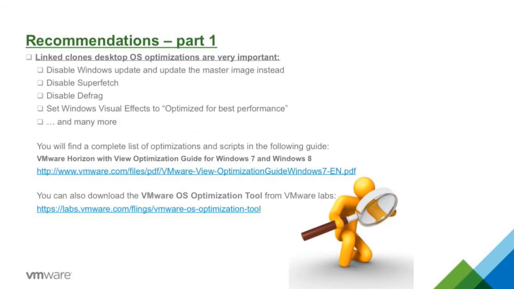Regarding the recommendation for linked clones, we highly recommend optimizing the desktop just to reduce the IOPS required for your linked clone. We have a guide where we document everything. You will see some optimizations, such as disabling some Windows services that you don't need, and disabling Windows Update, because you will usually do the update on your master image and then recompose your pool, so you don't need to have Windows Update running on your linked clone. You will also need to disable defrag, because there is no need for defragmentation on those virtual desktops.